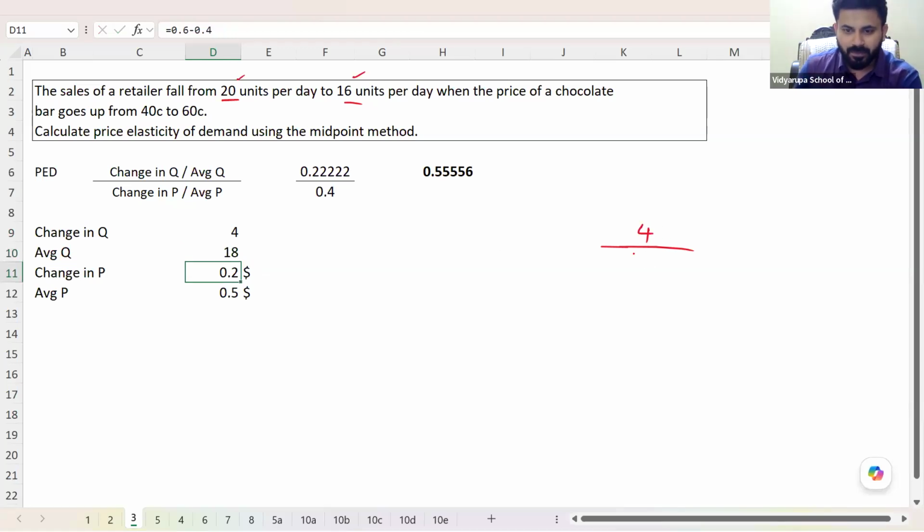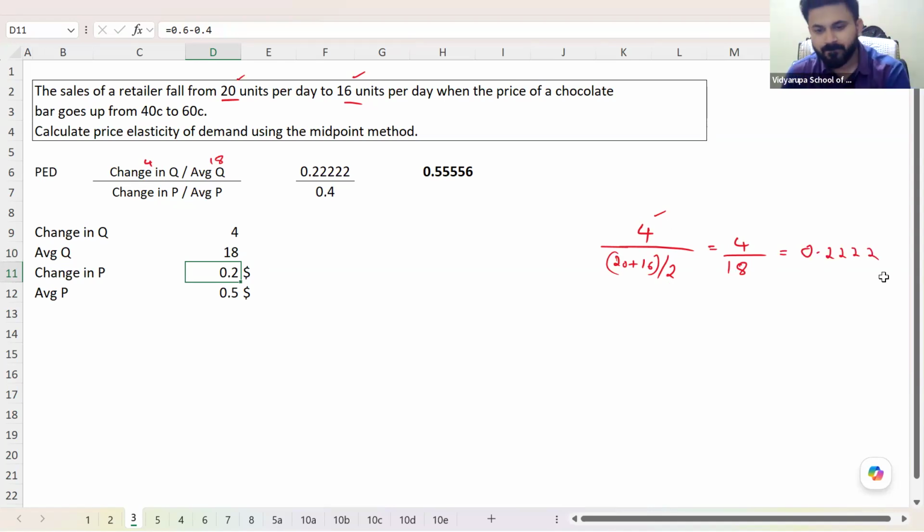18. Right? 4 is the change in quantity. Change in quantity is 4. Average quantity is 18. How did I get that? 20 plus 16, the whole divided by 2. So basically, it'll come to 4 divided by 18, which will give me 0.2222, like that it goes.